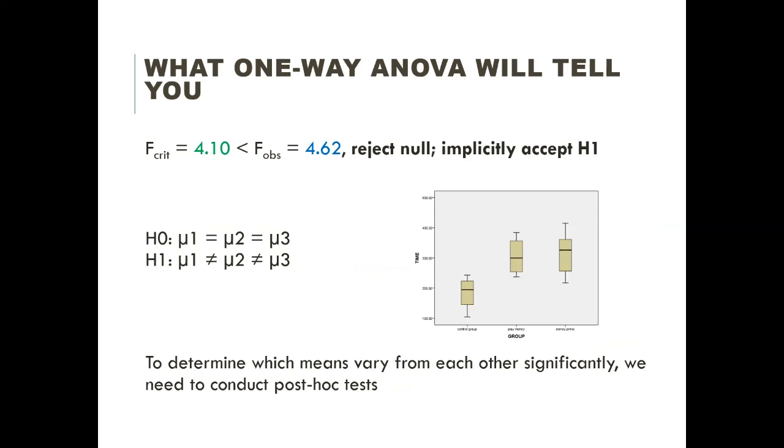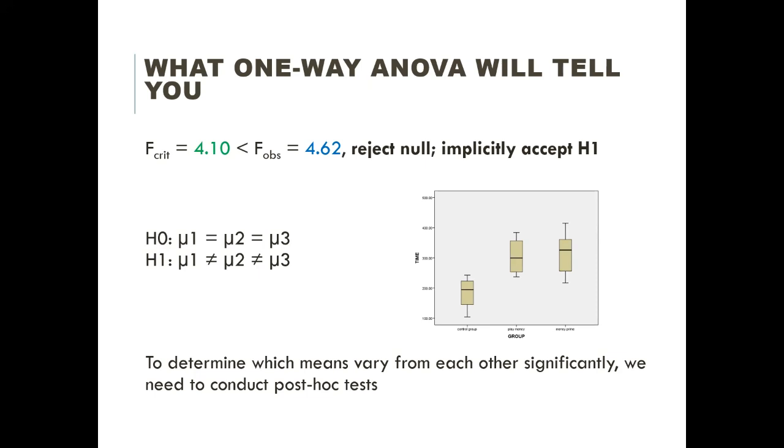So what information do we have from the one-way between subjects ANOVA test? So we've just rejected our null hypothesis, and by doing so, we implicitly accept the alternate hypothesis. Now let's go back and remember what our hypotheses are. Our null hypothesis is that mu1 is equal to mu2 is equal to mu3. Our alternate hypothesis, which we've just found evidence to support, is mu1 is not equal to mu2 is not equal to mu3.